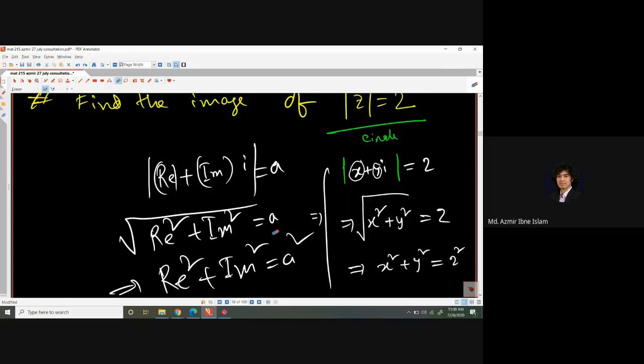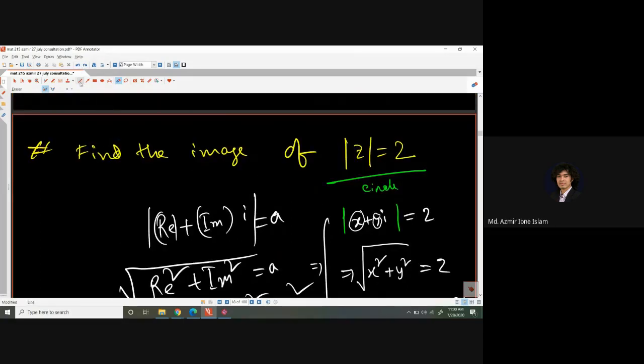Now let's complete our question. Find the image of the circle under the mapping or function.